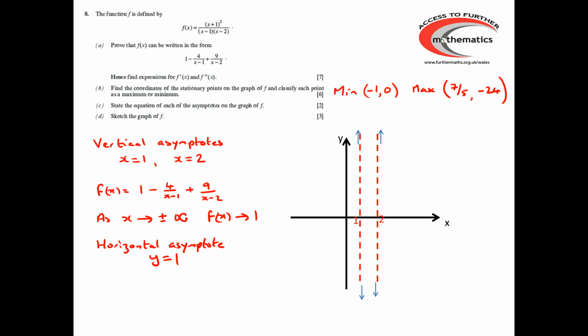We need to have a think about where the curve crosses the axes. Well, if x is 0, we have got y equals 1 over 2. So the graph goes through the point 0, 1/2. If y equals 0, then the numerator of the rational function must be 0. So that means that x must be equal to minus 1.